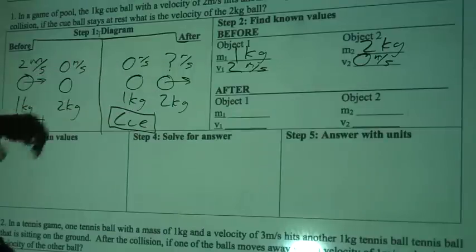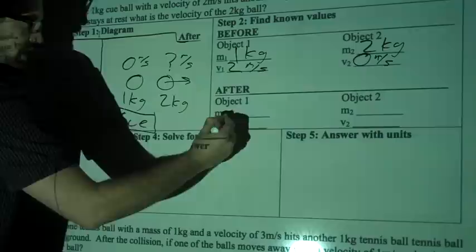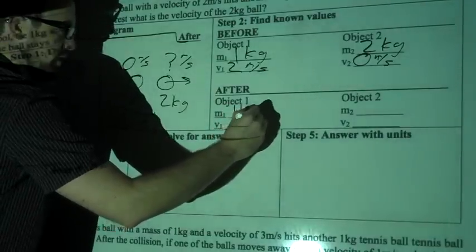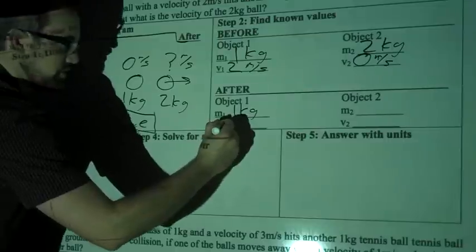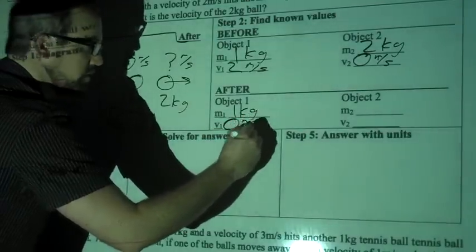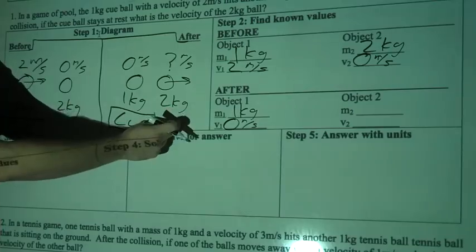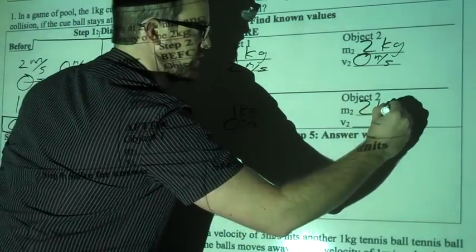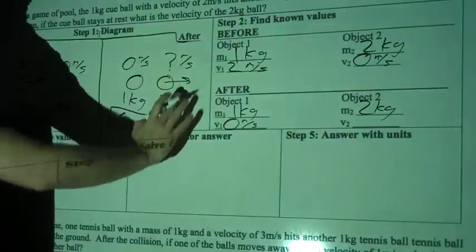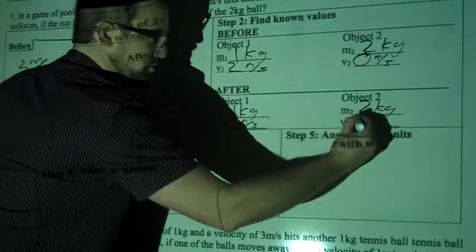So the first ball, my cue ball, which I'm going to write right beneath it, still has a mass of 1 kilogram. This didn't lose weight in the process of moving. Velocity is still 0 meters per second. Object 2, I don't know its velocity, but I know its mass. It has a mass of 2 kilograms still, because this did not gain or lose any weight. Velocity I don't know, so I'm going to write a question mark there.